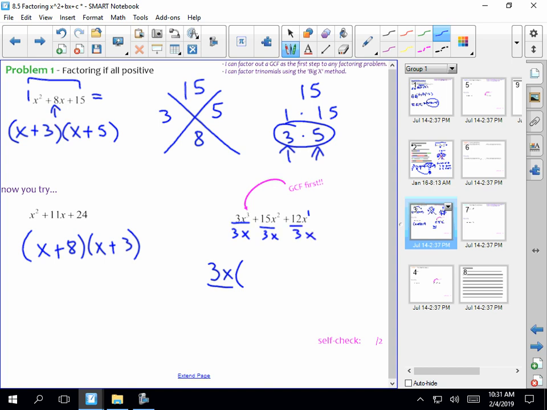So we're doing the GCF first. So we've got x squared plus 5x plus 4. And what's different about this one from the beginning problems is that I can take this a step further. Looking at just this guy right here, it can be factored further. So I'm going to bring down the 3x. That's one of the factors.